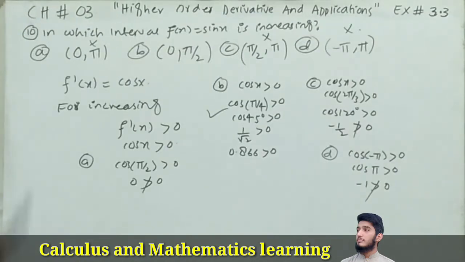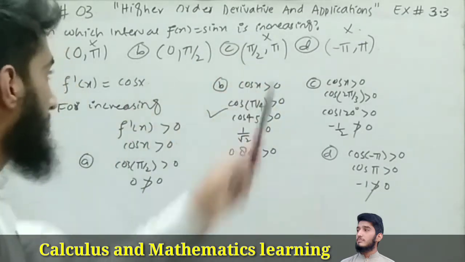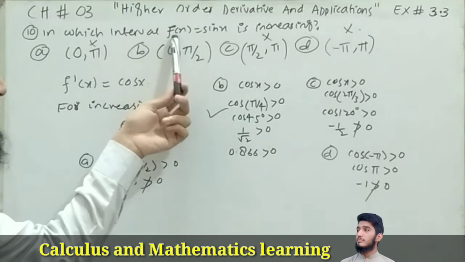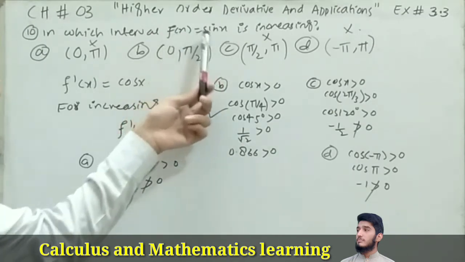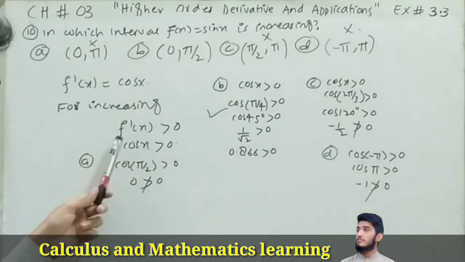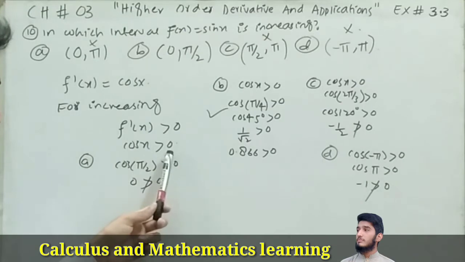Move to the next MCQ number 10, in which interval f of x is equal to sin x is increasing. Four options are given. Remember, for increasing, we will first differentiate the given function. So f of x is equal to sin x, the derivative will be f prime of x equal to cos of x. For an increasing function, the definition is that the first derivative must be greater than 0. The first derivative is cos x, so cos x must be greater than 0.